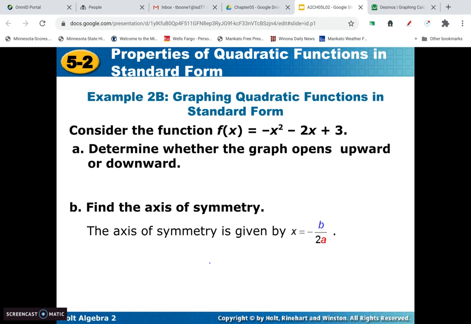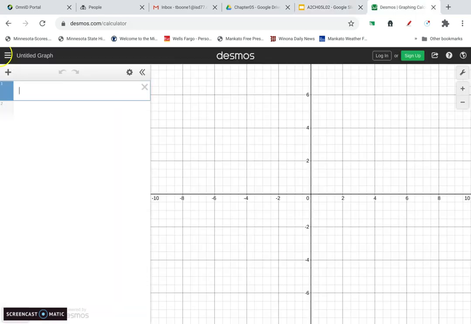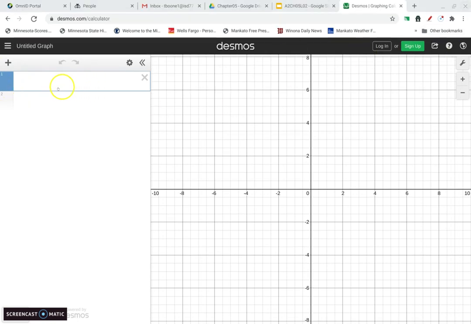So we have negative x squared minus 2x plus 3. So here we go. Let's see if we're going to try to get negative x squared. I wonder if we can get that. I got to get that up there. Now let me get to my keyboard here.